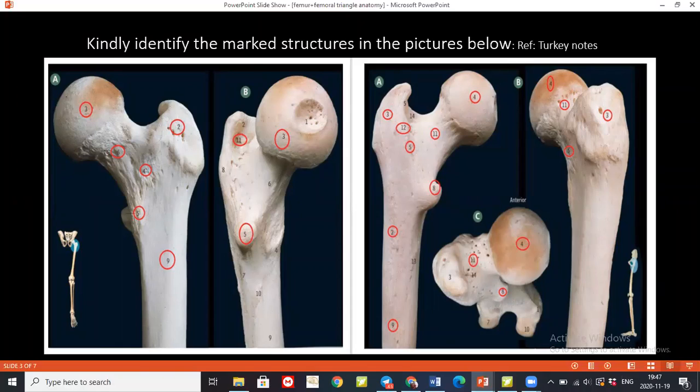And number 2. Yes, 3 is head. Yes, ma'am. 6 is the neck of the femur. And 2 is the greater tuberosity. And then moving on to 4.